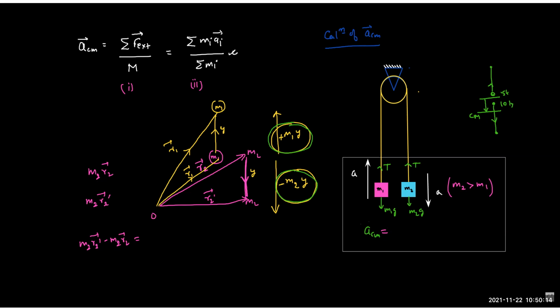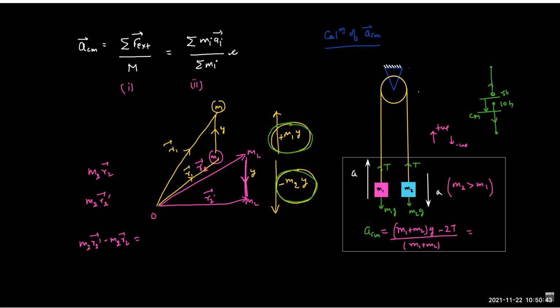It is (M1 plus M2) into g, because that is dominating M downward, minus 2T. And what is the total mass of the system? M1 plus M2. Now, if I assume the acceleration as A, and if I choose upward as the positive direction because it's one dimension basically, what is the second definition?